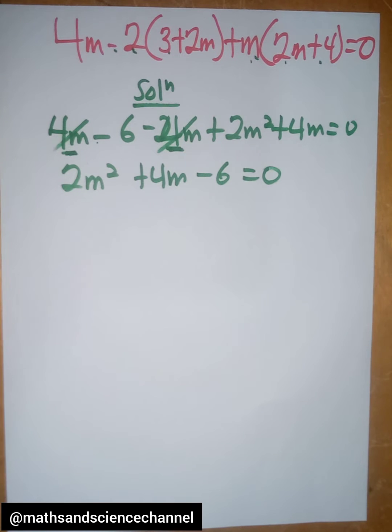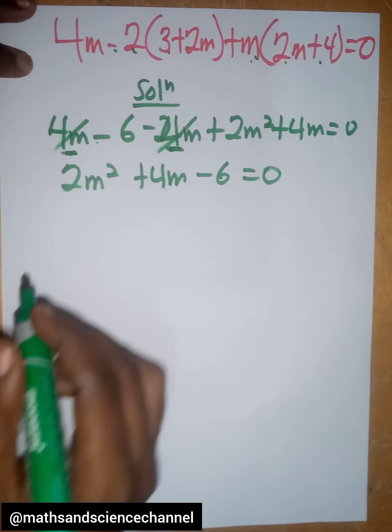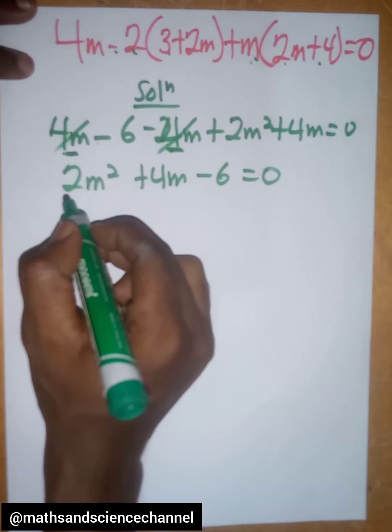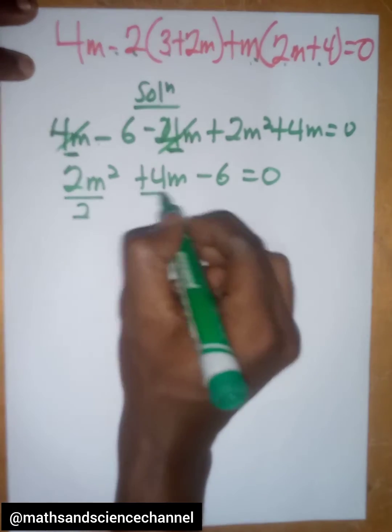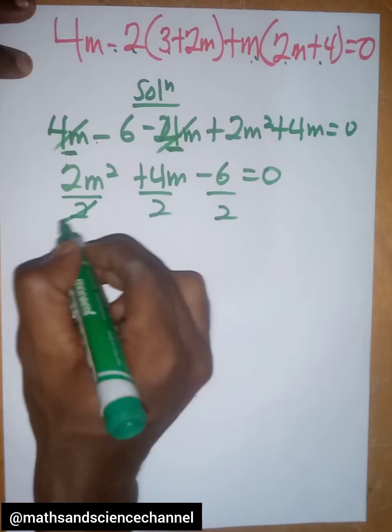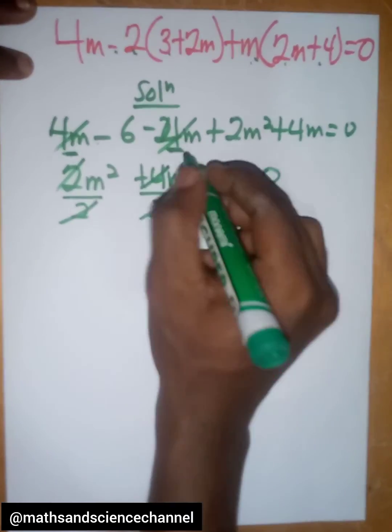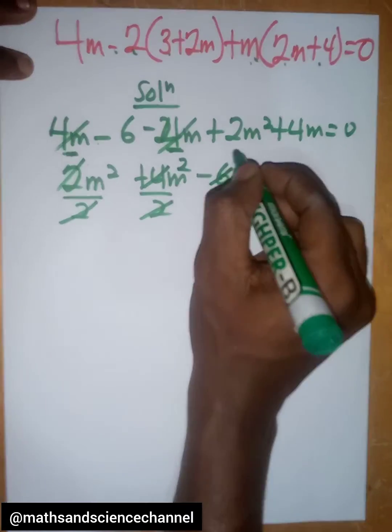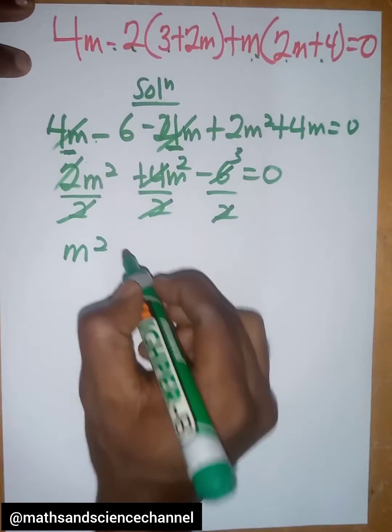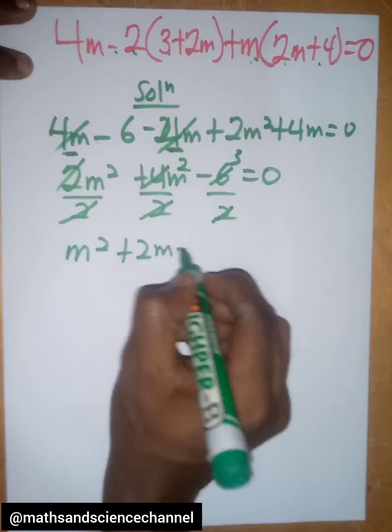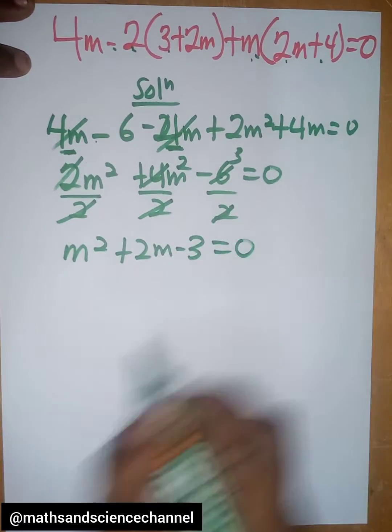So you can see that we have a quadratic equation over here. Now what can we do from here? Before we solve this quadratic equation, we can actually reduce it. So we can multiply through by 2 in all. So 2 cancels that, 2 cancels that, gives us 2, and 2 goes into that, gives us 3. So we have m squared plus 2m minus 3 being equal to 0.